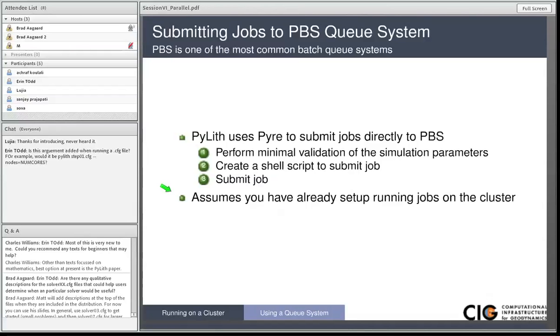So you need to do that ahead of time and set things up so that a minimal batch script will work. And I'll show you how to check to see what batch script is created.